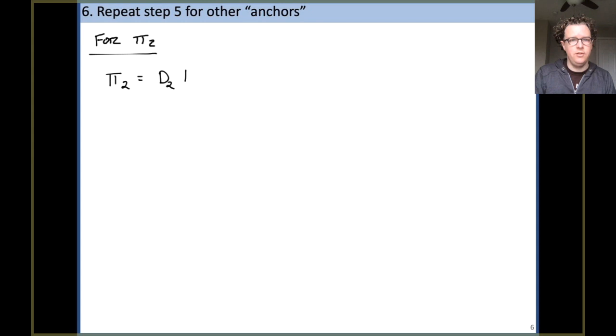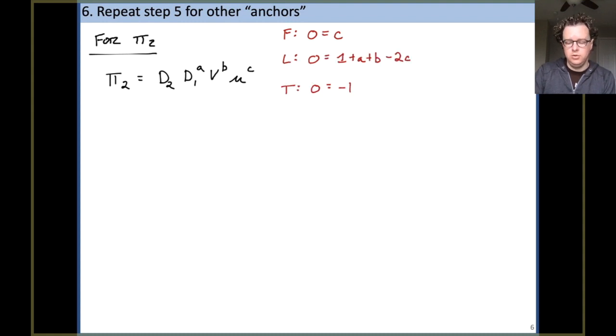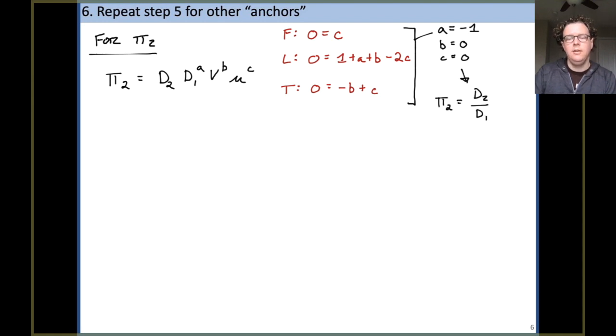Repeat that step for the other anchoring variables. So here's where you all are going to continue to do a little bit more of the work, and I'm going to show you some of the results. For our second pi term, same setup as always. You should be able to get these three equations for F, L, and T to look how I've written them in red on the screen now. And you can see my solutions for A, B, and C for those exponents. So I find a pi 2 term that looks like diameter 2 normalized by diameter 1.